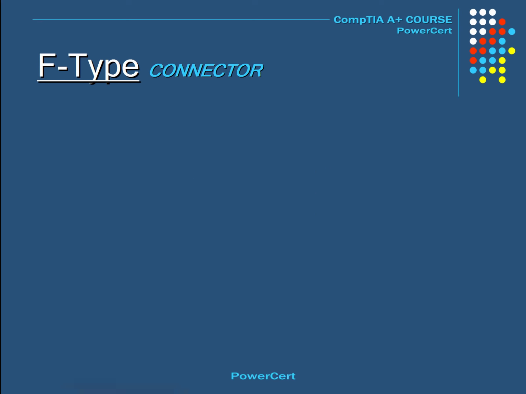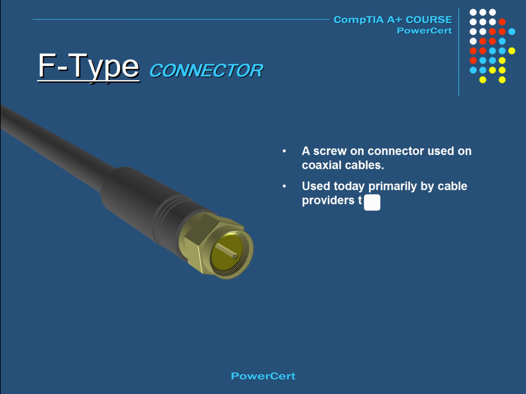Now this connector is called the F-type. This is a threaded connector typically used on coaxial cables. These are primarily used by cable providers to attach to cable modems. The F-type hand tightens by an attached nut.